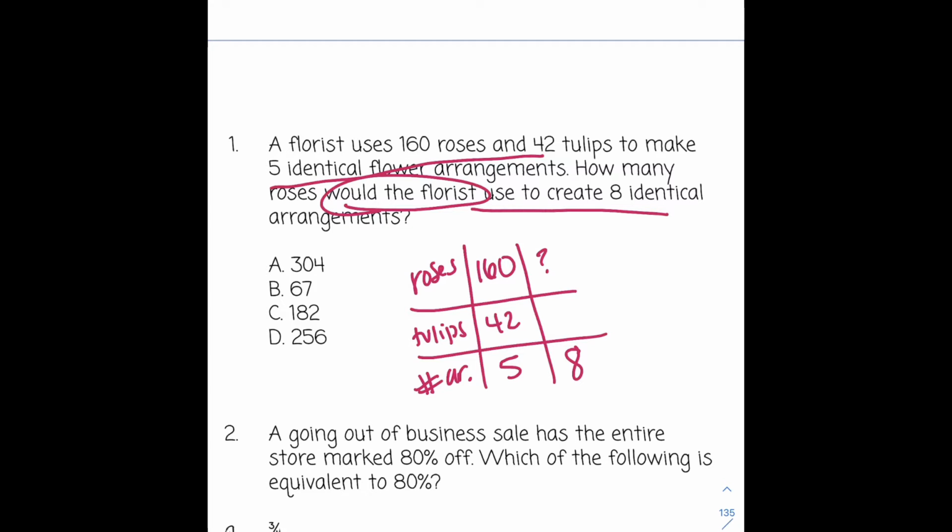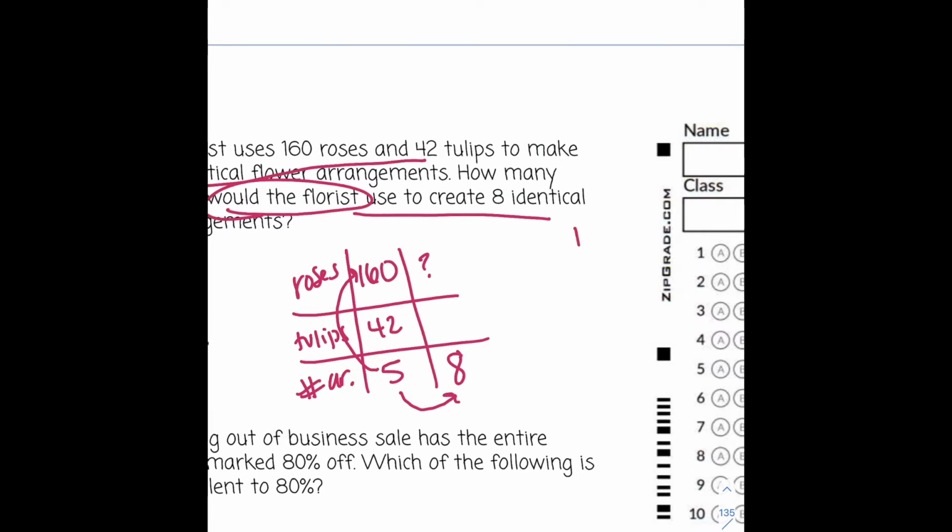Okay, now a couple ways we can do this. We don't know the scale from 5 to 8, which we could figure out, but it would be a decimal. But I can scale from 5 to 160 because I know that 160 ends in a 0, so 5 is going to go into it. Okay, so I have 160 divided by 5.